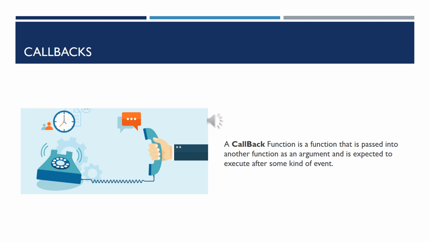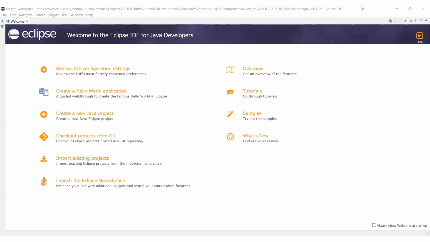Suppose we want to perform some task, like perform some operation or display the content after clicking a button or fetching data from the internet. This is also used in event handling, as we get notified by a callback function when a button is clicked. So, this is my callback example.